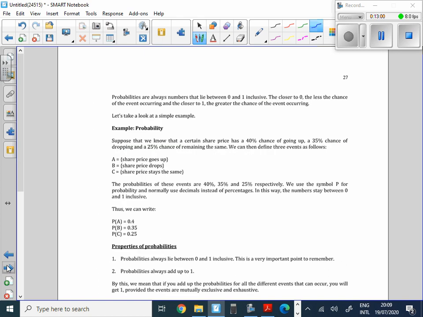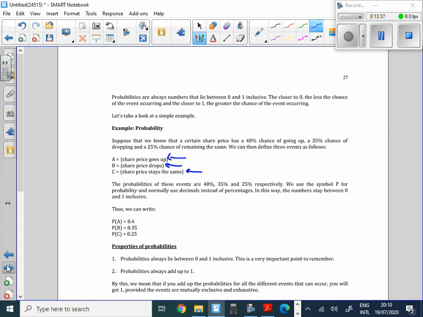Good. We move along a little bit. Let's have a quick look at an example. Here's an example of a probability. I'm on top of page 27. Suppose we know that a certain share price has a 40% chance of going up, 35% chance of dropping, and 25% chance of remaining the same. Remember, these are all events. What are my events? Before we give them their names, A, B, and C, what are the events? Well, event 1 is the share price goes up. Event 2 is the share price goes down or drops. And event 3 is it stays the same.